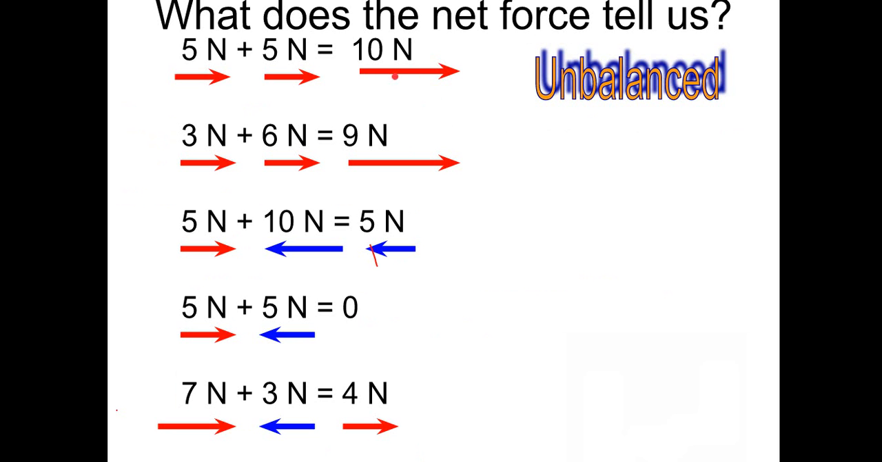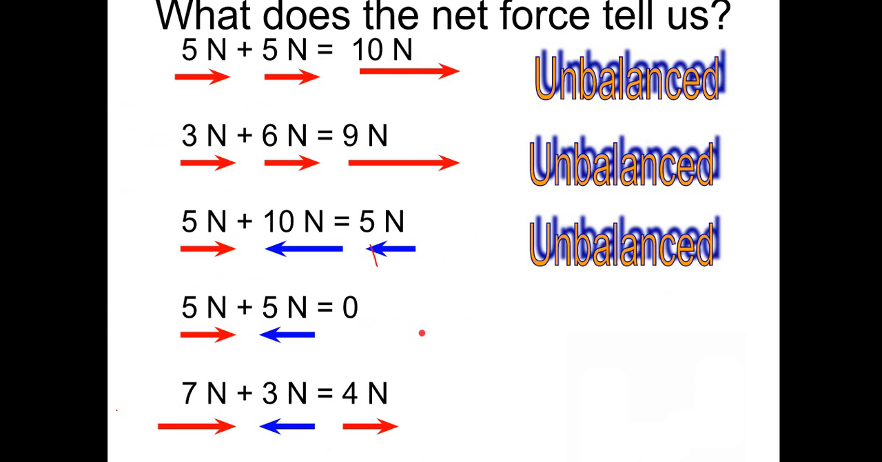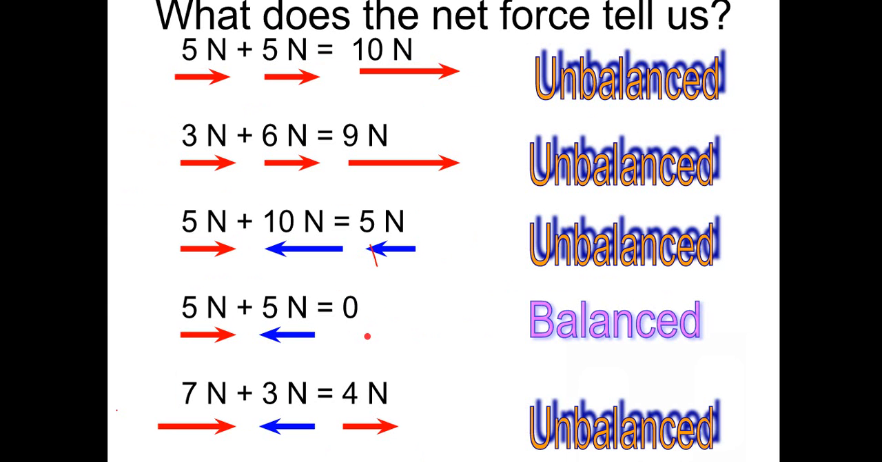Because the object that these 5 newtons and 5 newtons are applied to is going to end up going to the right with 10 newtons of force because it's been applied. Same thing for this one. This object is going to move to the right. This object is going to move to the left. This object is balanced. So this object is not going to move at all because it has a net force of 0 right there. So that's the difference. And this object will eventually move to the right as well.